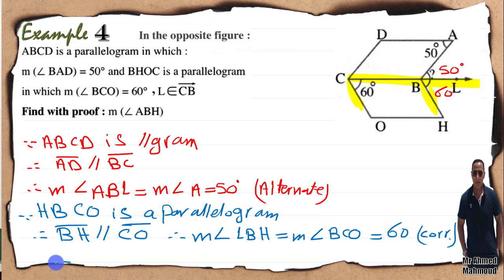Angles. Finally, therefore measure of angle ABH equals 50 plus 60 equals 110 degrees. Question 5.